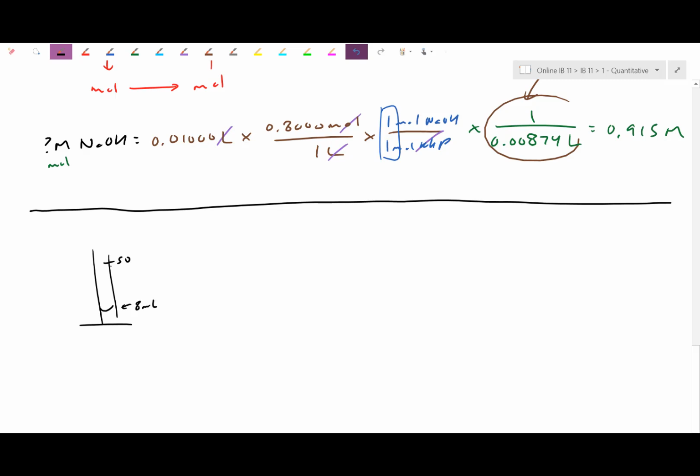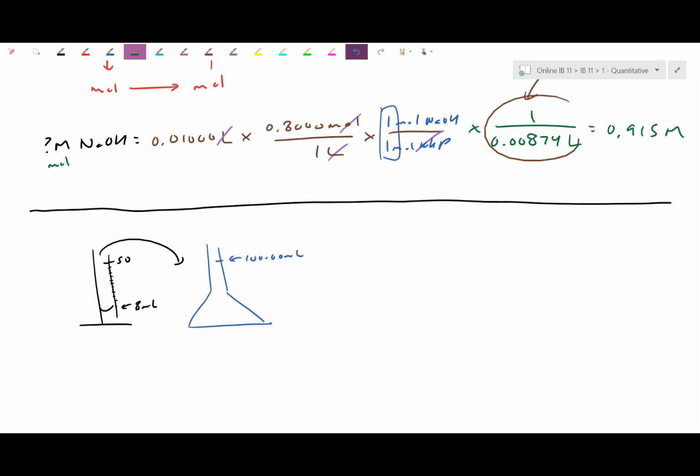Again, even grad cylinders, the volume markings are better than a beaker, but still not the best. We want to actually transfer this into a volumetric flask if we can. So volumetric flask here, narrow neck. 1 single mark here, this one here is 100.00.